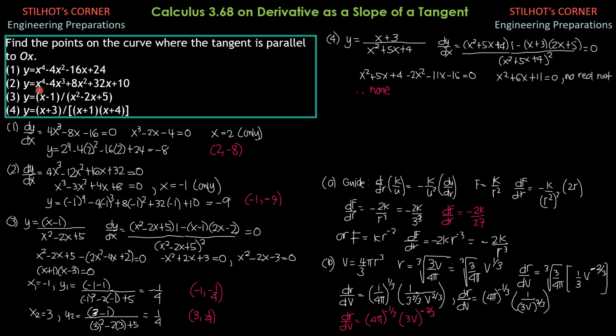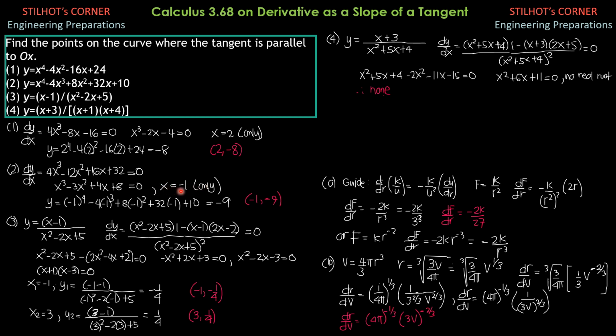So dy dx is 4x cubed minus 12x squared plus 16x plus 32. Then we equate it to 0. This is calculator aided. Your calculator is capable of finding the roots of cubic or even quartic equations. So reducing further by dividing everything by 4, we have x cubed minus 3x squared plus 4x plus 8 equals 0. And using your calculator, x is equal to negative 1. So there's only one root, and it is x is negative 1.